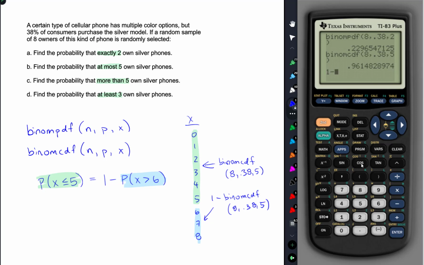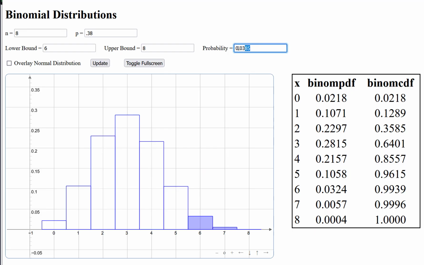So 1 minus, and then I need to go into the distributions menu to get Binomial CDF, 8, .38, and 5. So that gives me 0.3852. And that was the probability that came up right here.